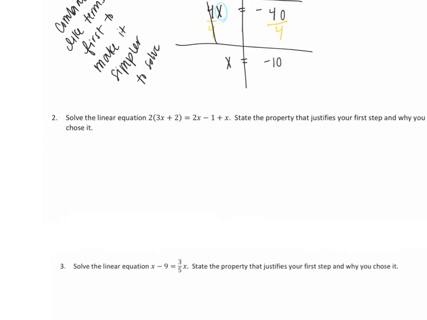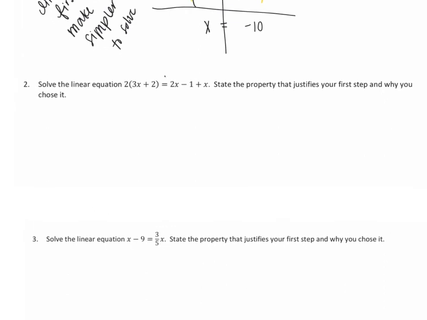All right, number 2, solve a linear equation, state the property that justifies your first step. Draw a line through my sign. All right, the first thing I'm going to do here is I'm going to distribute this 2, because again, that's part of simplifying my equation. 2 times 3x, 6x. Keep my plus sign. 2 times 2 is 4. Everything else on the other side stayed the same. Okay, next step. I have some like terms on my right side that I can combine. 2x's plus 1x is 3x's.